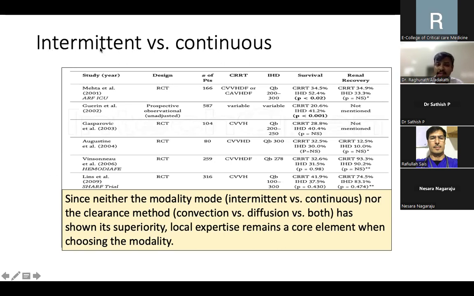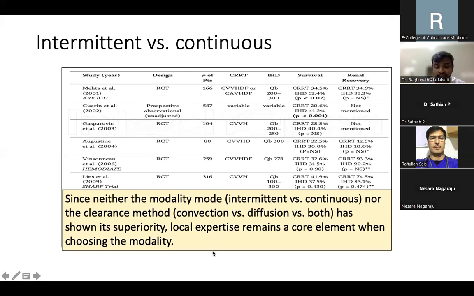Intermittent has the disadvantage of hypotension. The advantage is that the patient will be mobilized early. Continuous has the disadvantage that the patient cannot be mobilized, but there is no problem with the BP. The BP can be managed very nicely here.